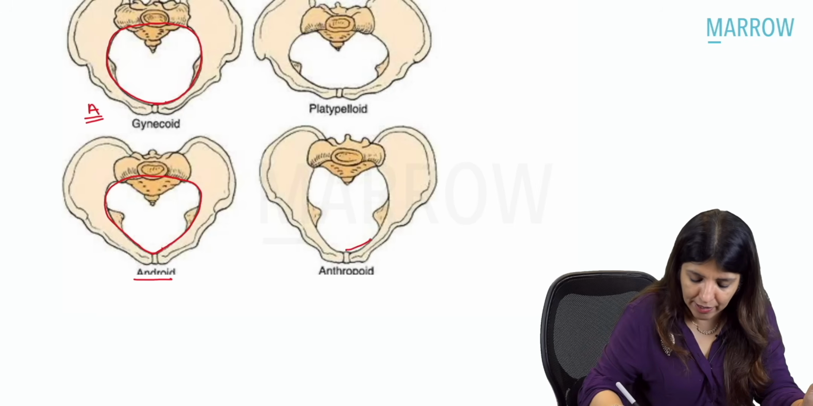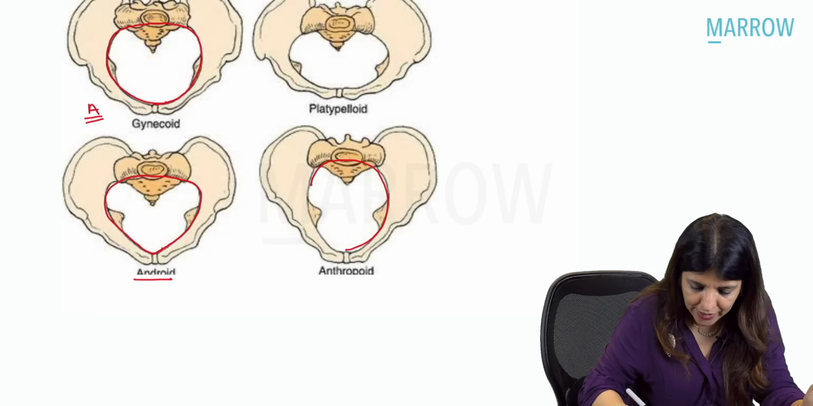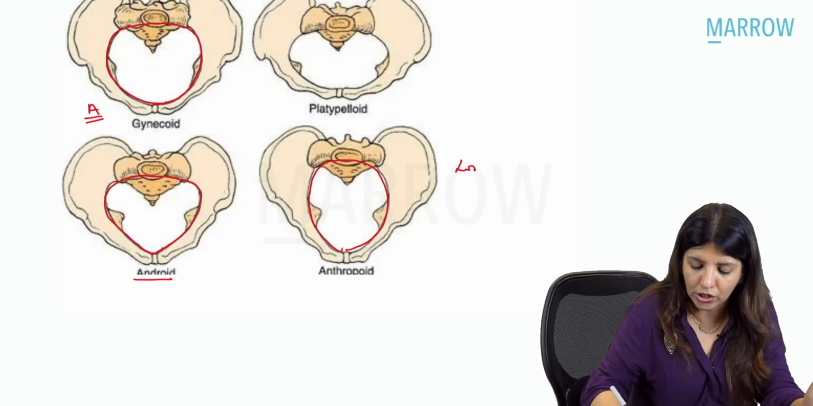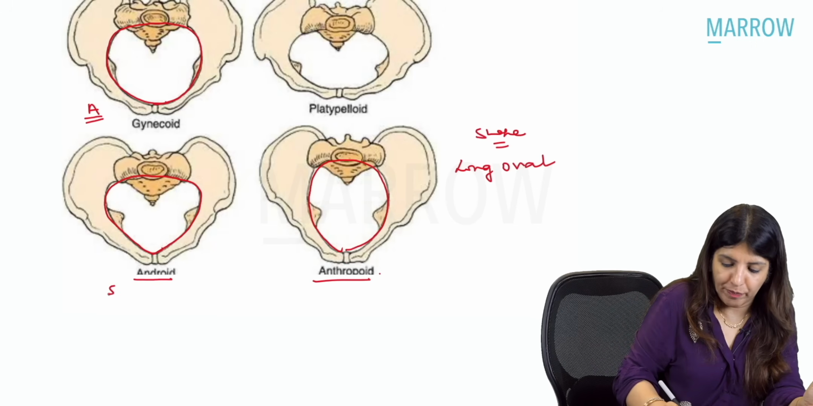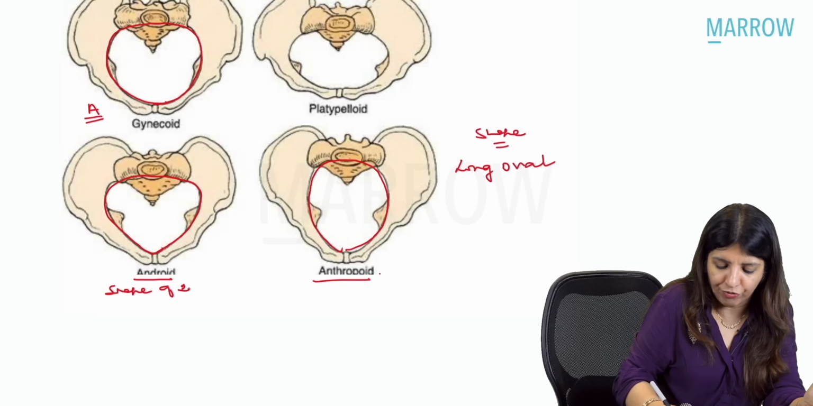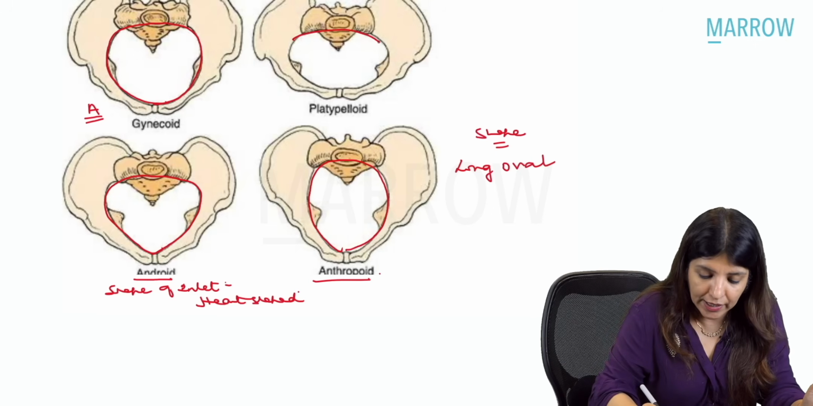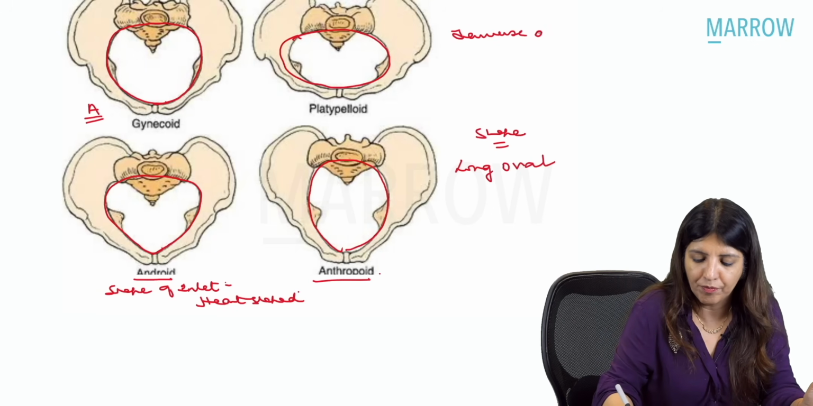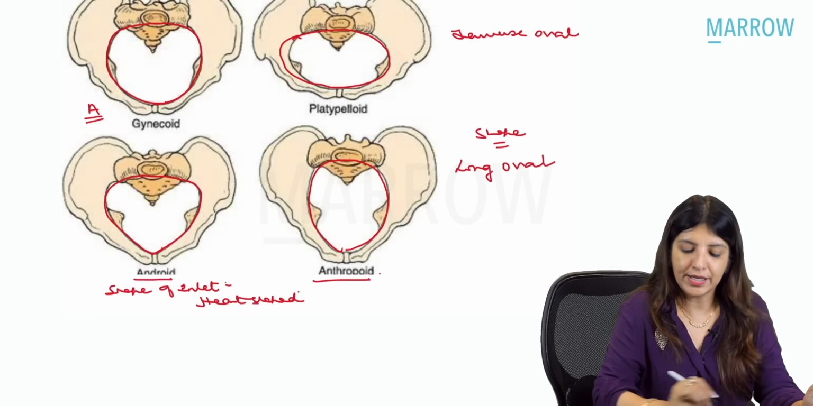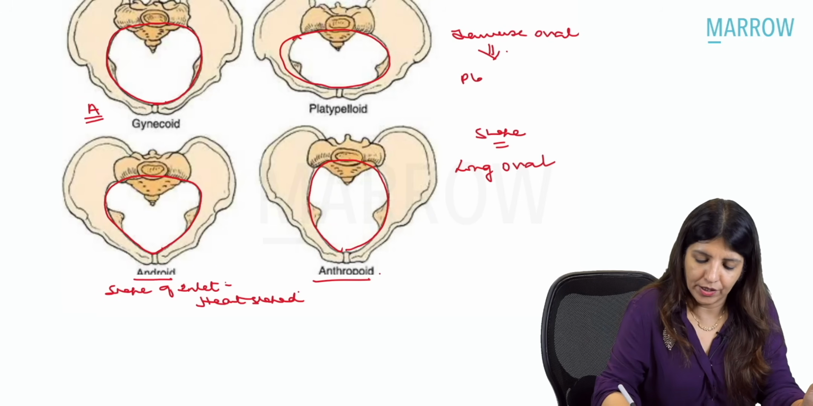In this case, I am seeing the shape of the inlet is a longitudinal oval. Right, that is why it is anthropoid pelvis. Here, the shape of the inlet was heart-shaped and that is why it was android pelvis. In this pelvis, it is a transverse oval, right? And this over here is platypelloid pelvis.